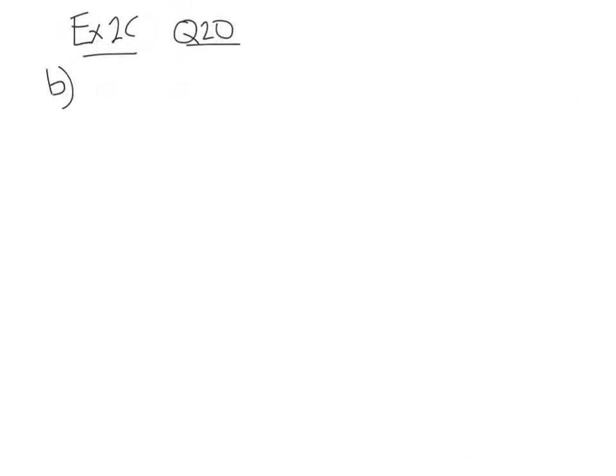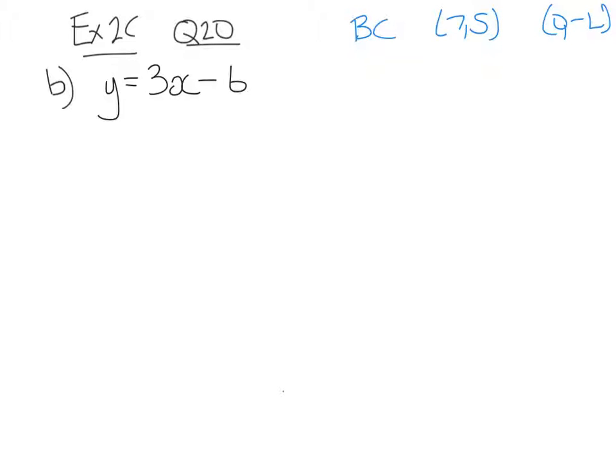Okay, so this is the second part of question 20 from exercise 4C. Now what that says is to find the point of intersection between the perpendicular bisector, which was from memory 3x minus 6, and the line that connects points B and C. So let's see, B and C. If B is equal to 7, 5 and C is equal to 0, negative 2, I can find the equation for the graph that goes through this point and this point.